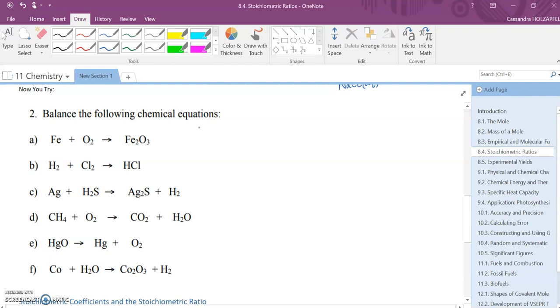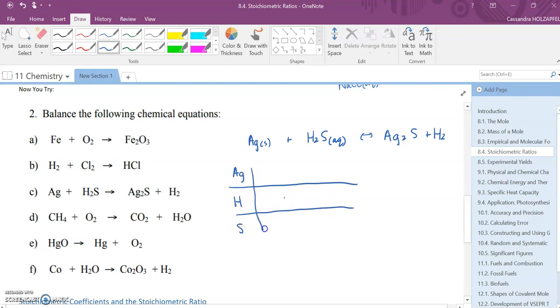So let's go through. We've got silver, which is going to be a solid at room temperature, plus hydrogen sulfide. Now I'm going to assume that this is dissolved in a solution, because most ionic compounds are going to be dissolved in water when you're mixing them with a solid compound. And that's going to react to form silver sulfide and hydrogen. All right, so again, let's just write down each of our chemical species. So we've got silver, we've got hydrogen, and we've got sulfide.